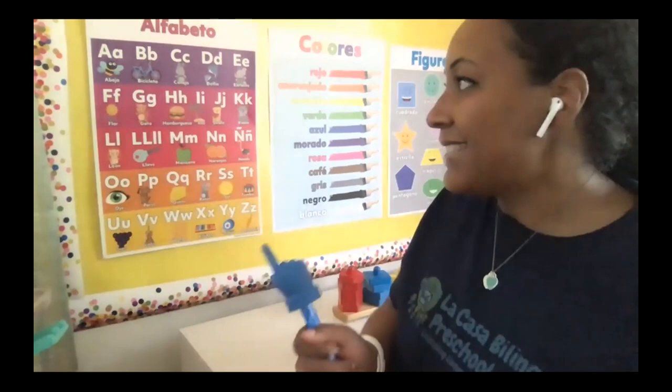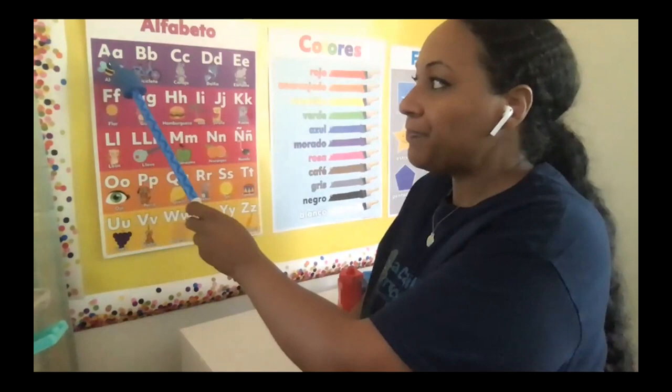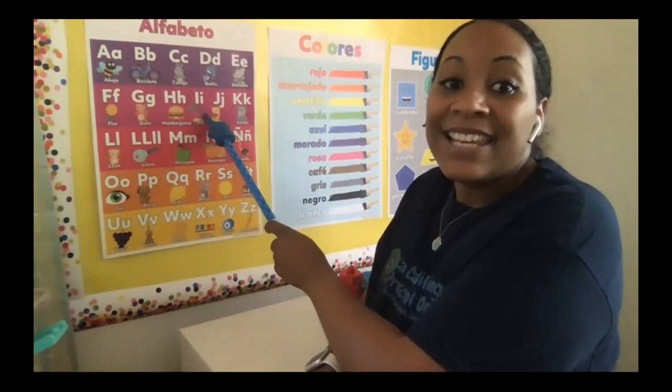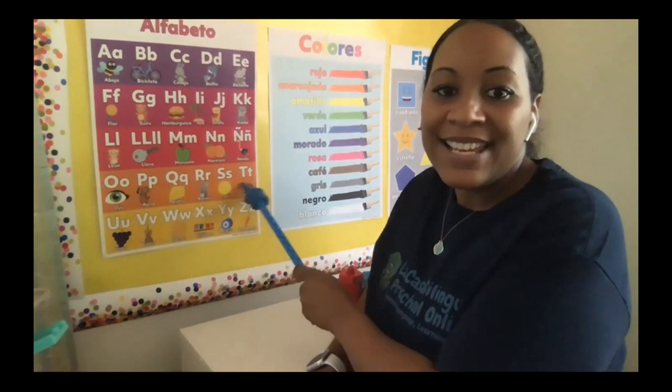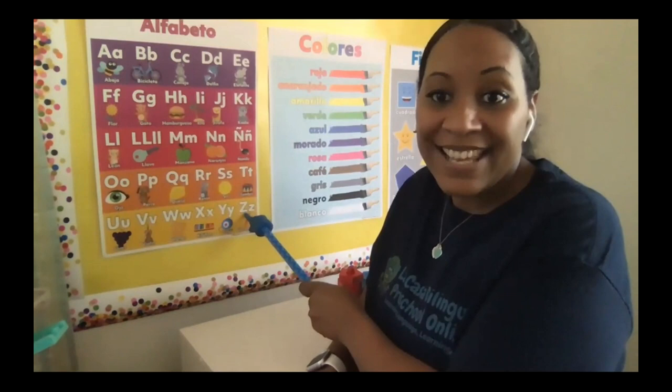Here we go. A, B, C, D, E, F, G, H, I, J, K, L, M, N, O, P, Q, R, S, T, U, V, W, X, Y, Z. Ahora tú sabes tu ABC. La próxima vez, canta conmigo.